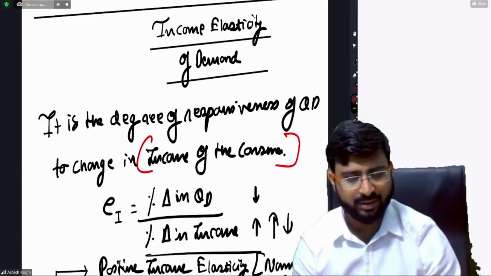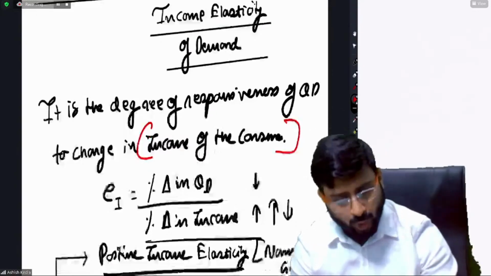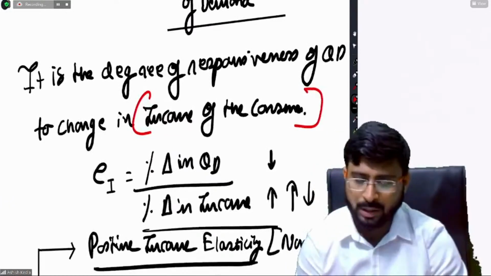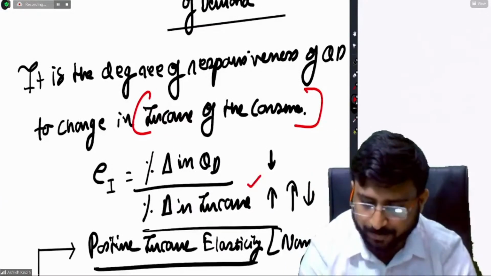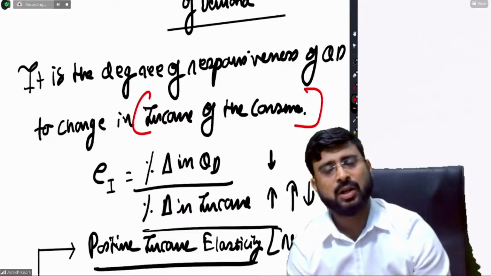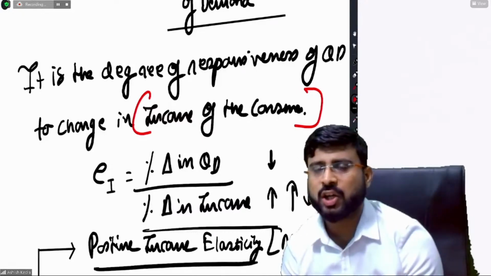Right, sir. So how is income elasticity computed? Percentage change in quantity demanded by percentage change in income. Sir, how do we prepare for economics?